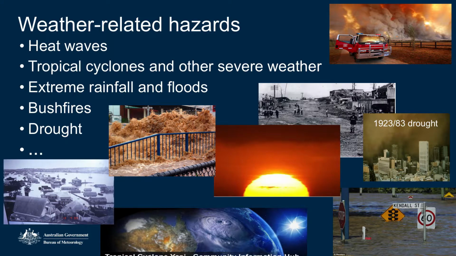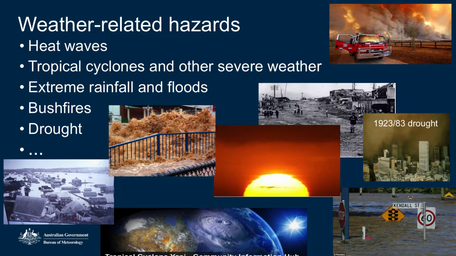And so here you see a slide which shows some of the main hazards and some of the ones that I'll talk about today. So they include heat waves. Nothing will come as much of a surprise to any of you, I wouldn't have thought, but heat waves, tropical cyclones and other types of severe weather, extreme rainfall and associated flooding, bushfires and drought, and the list goes on.